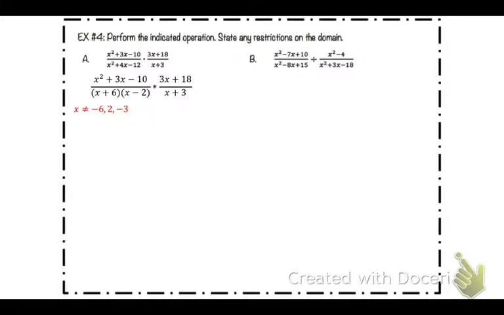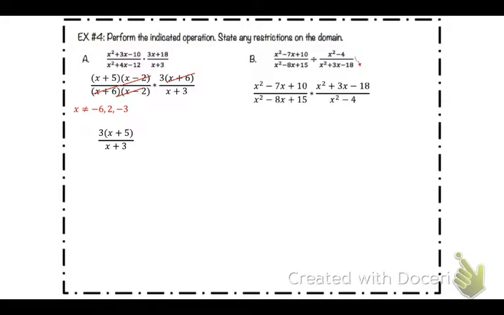Now I'm going to go back and I'm going to factor the top. So x squared plus 3x minus 10 factors to x plus 5, x minus 2, using the x. 3x plus 18, you can pull out a 3, and you're left with x plus 6. Then I'm just going to go through and cancel my common things. So x plus 5 cannot cancel. X minus 2 over x minus 2 is gone. The 3 can't cancel, but then those x plus 6's are gone. So you're left with 3 times x plus 5 over x plus 3. And that's your final answer there.